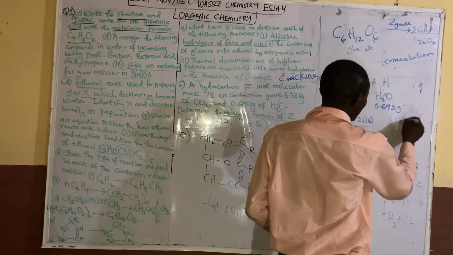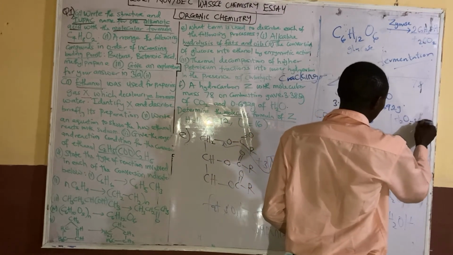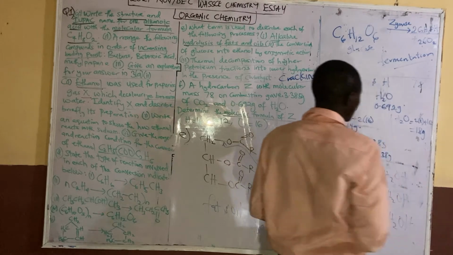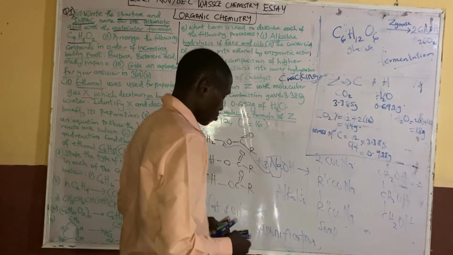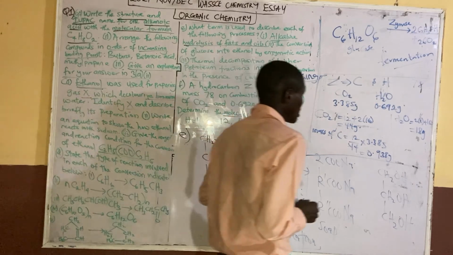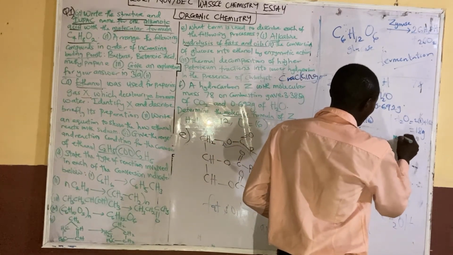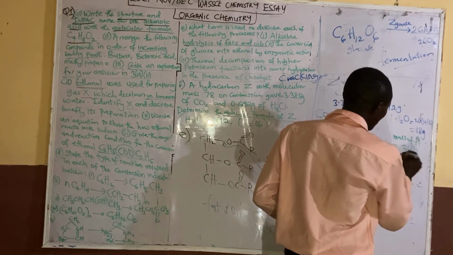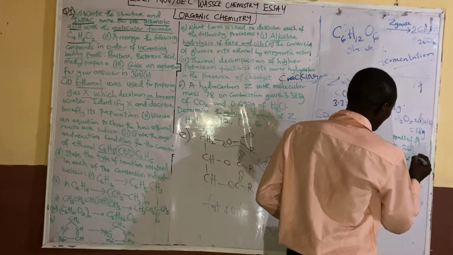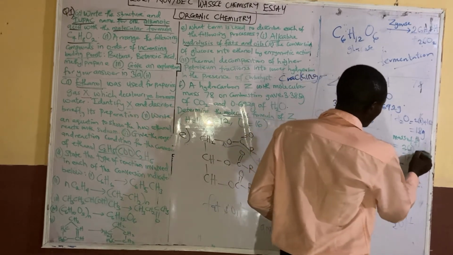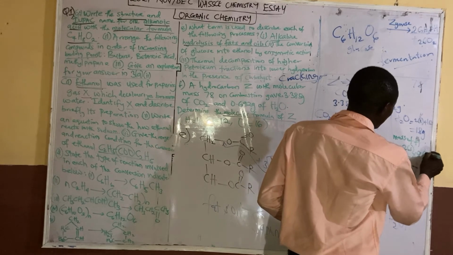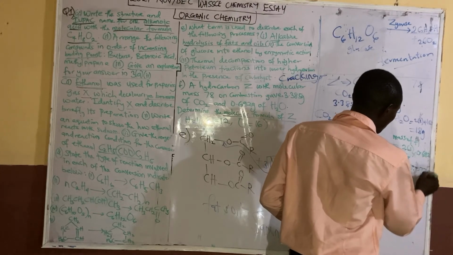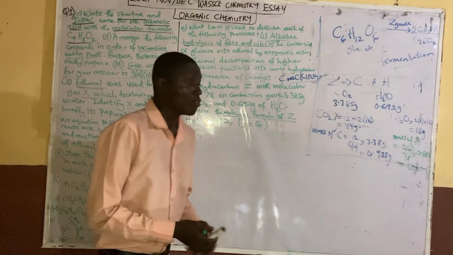The same thing is applicable to hydrogen, getting the mass of hydrogen. I just get the mass of water first. That is 2 times 1 plus 16, so we have 18 grams. Then the mass of hydrogen is 2 times 1 over 18 times 0.692. I multiply this to give 0.077.